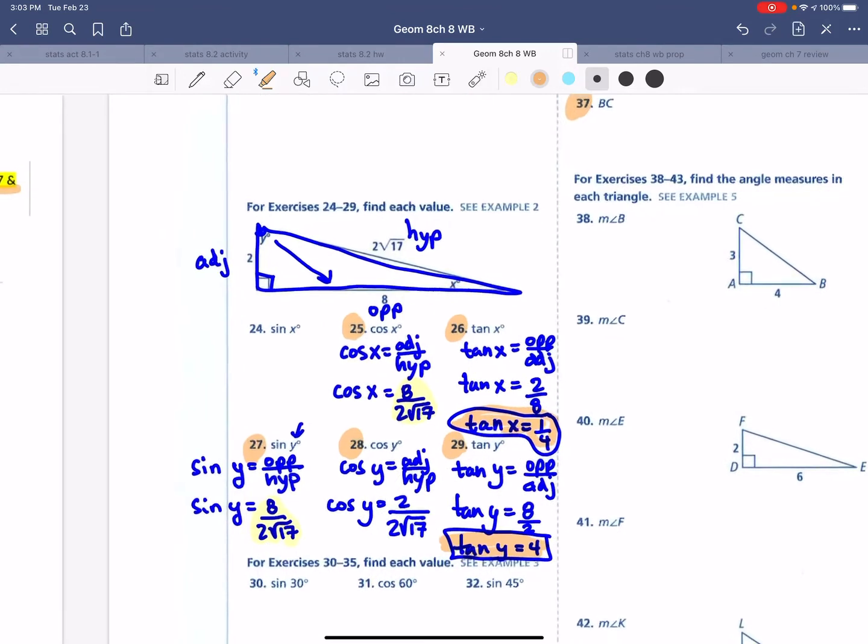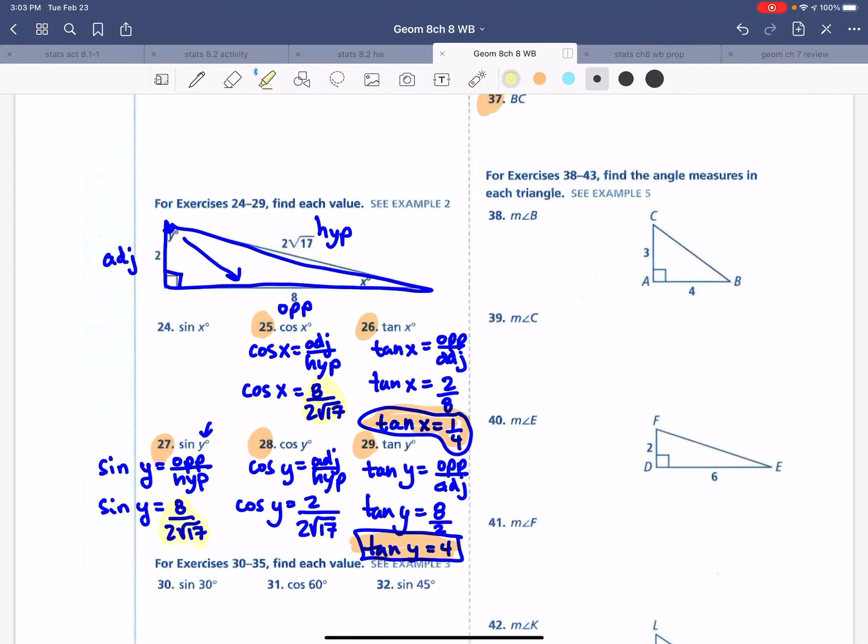So let's do a little work on these that need help, right? They need a little help.